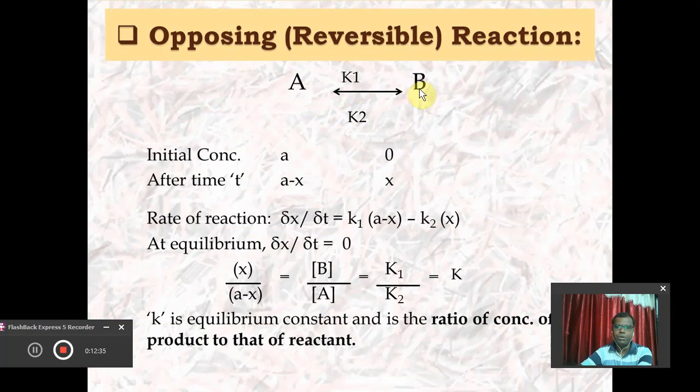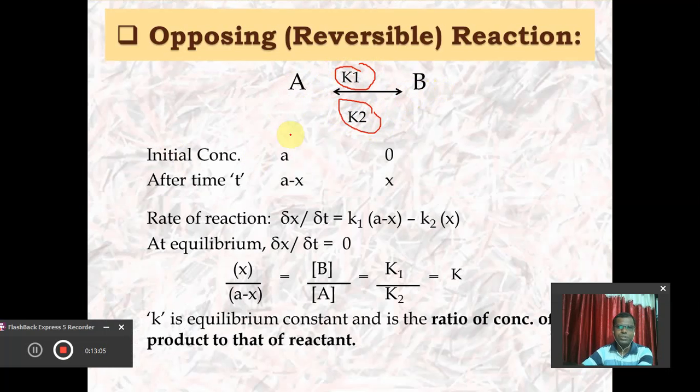A gets converted into product. So this is the conversion of reactant into product with the rate constant K1. But this product is unstable. That's why it will again decompose into the reactant, and the rate constant for the decomposition of product B into reactant is K2. So the rate constant of the forward reaction is K1 and the rate constant of the backward reaction is K2.